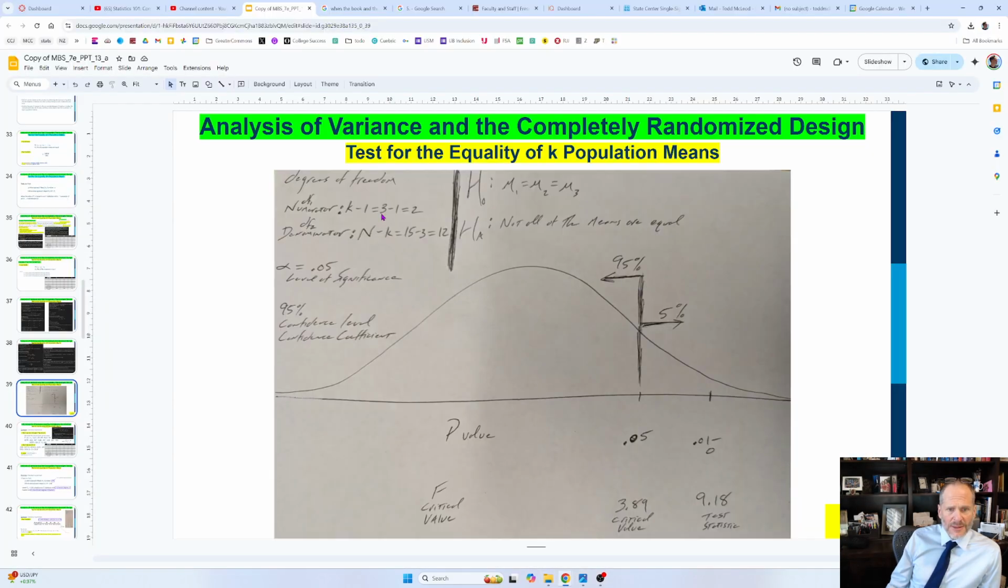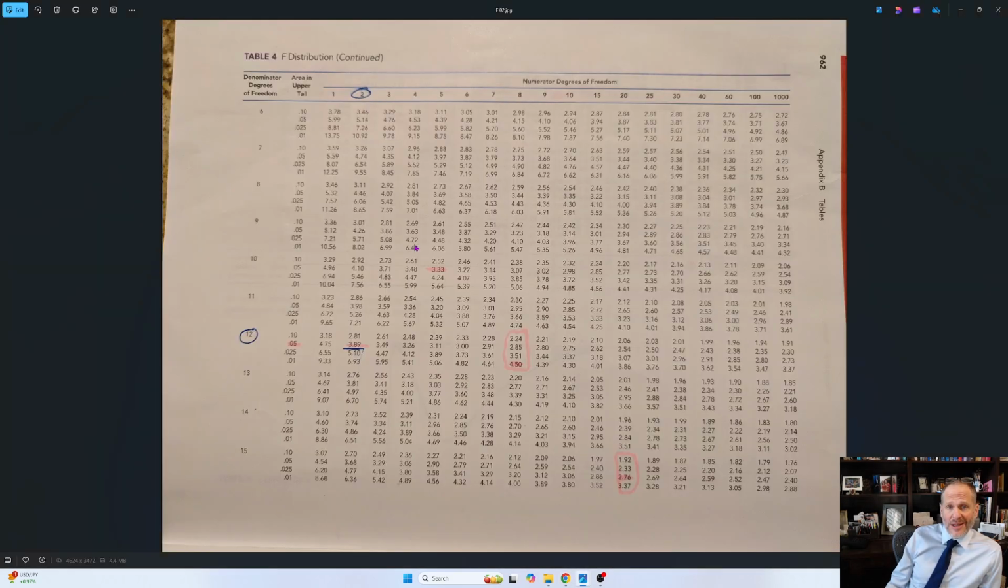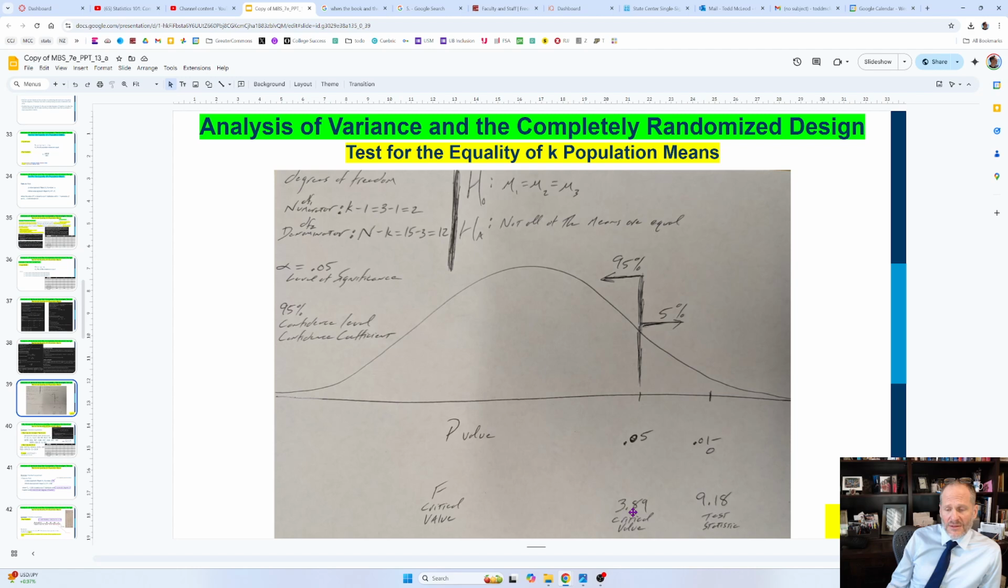And if we come back to our presentation, we've got 2 degrees of freedom in the numerator and 12 degrees of freedom in the denominator. And so here we've got the numerator and we got 2 degrees of freedom, and here we have the denominator, we have 12 degrees of freedom, and we're at 0.05 level of significance. And that means we got 3.89 as a critical value. And we just calculated with Mr. Mouse a test statistic of 9.18, and that's in the reject area.